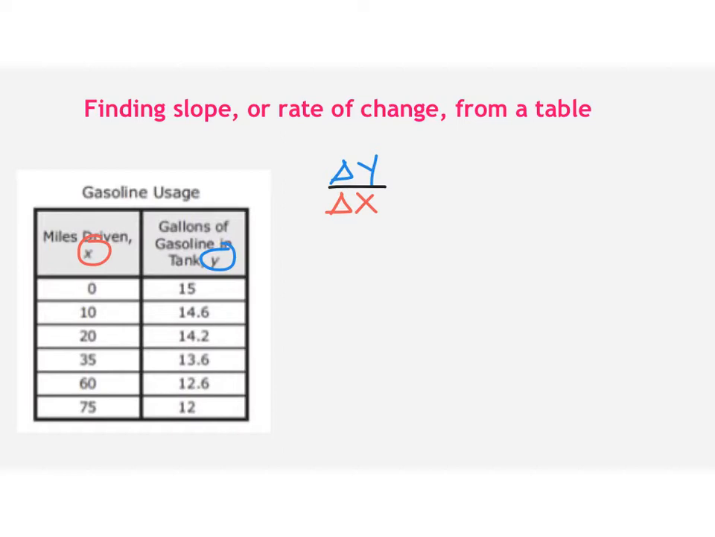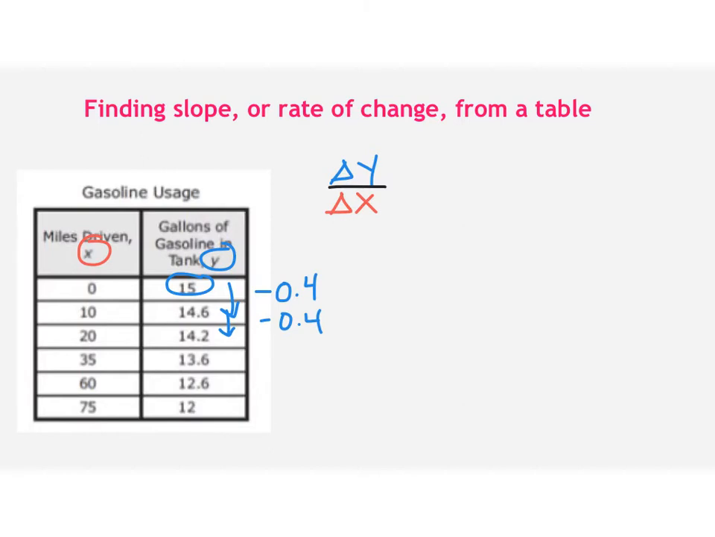Let's start with our first y value. First y value is 15, and we're going to go to 14.6. That means we're getting smaller, so we're going to do 15 minus 14.6. That means our change is going to be negative 0.4. Let's see if that continues. If we go from 14.6 to 14.2, that's still going to be negative 0.4. Okay, so that's our change in y.